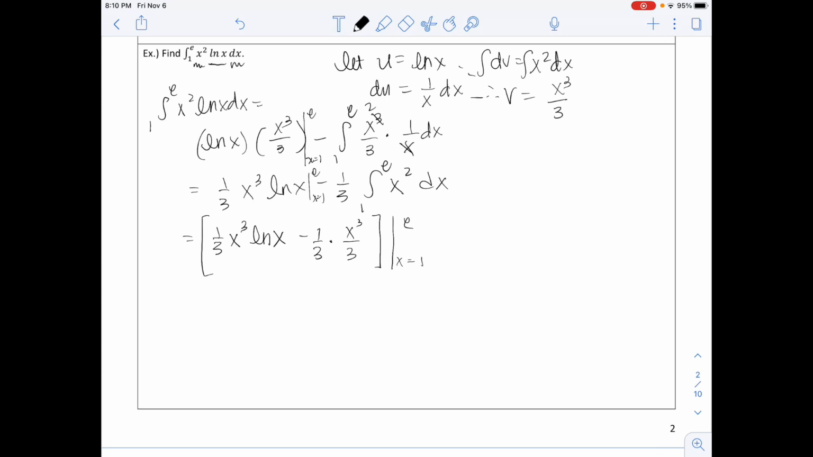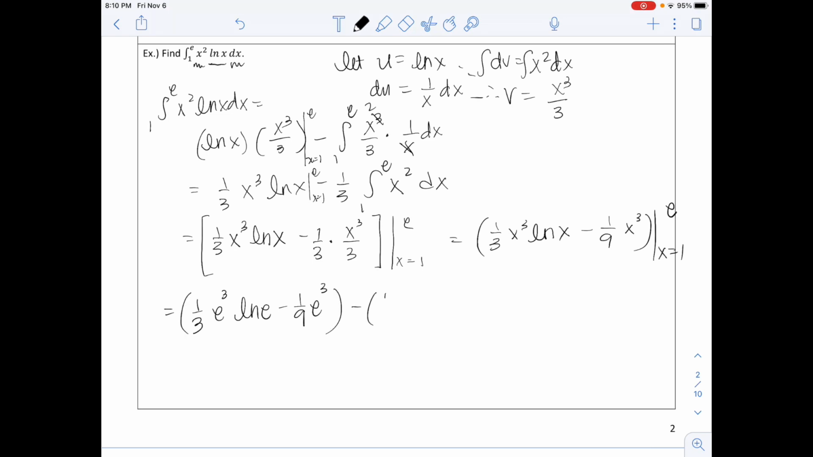So from here, I'm going to simplify this first and then we'll evaluate it. But we have 1/3 x cubed ln of x minus 1/9 x cubed. And again, evaluating this whole entire thing from x equals 1 to e. The upper limit of integration is what we're going to substitute in first. So we end up with e to the third times 1/3 ln of e minus 1/9 e to the third minus, and then evaluating this at 1, we have 1/3 times 1 cubed ln of 1, which is just 0, minus 1/9 times 1 to the third. So again, this is just 0. Ln of e is just 1. So we have 1/3 e to the third minus 1/9 e to the third minus negative 1/9.